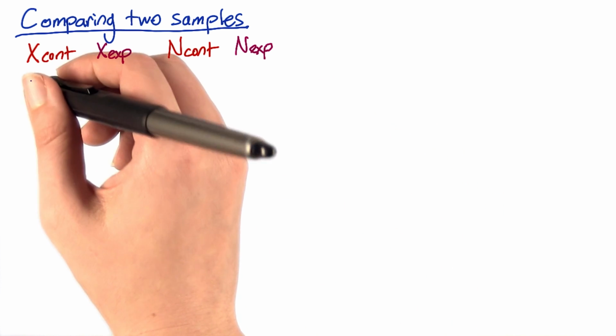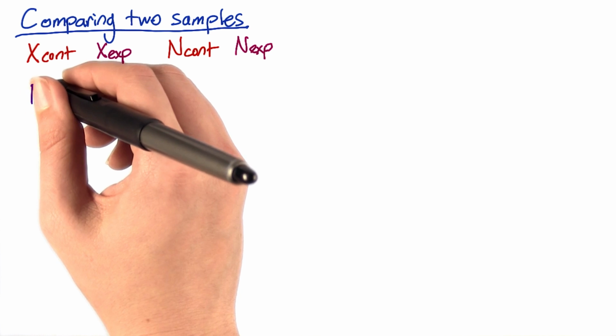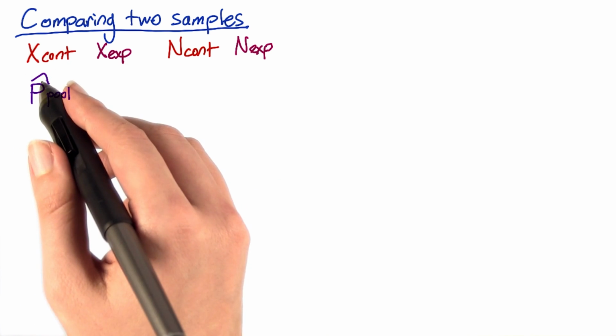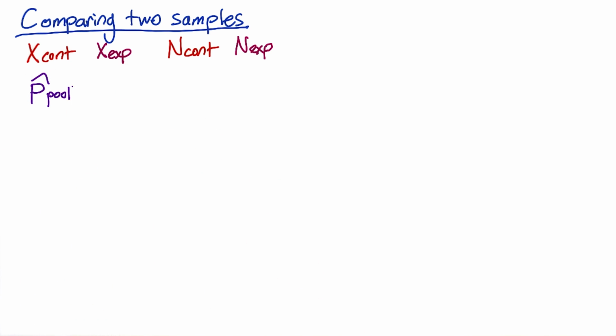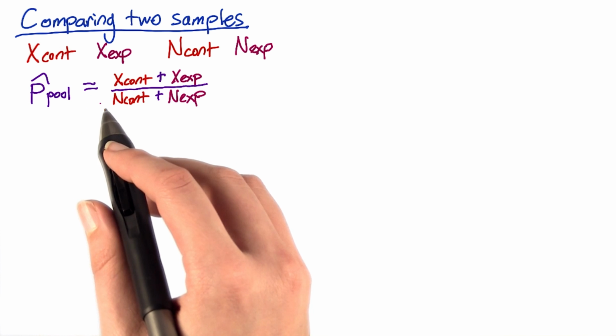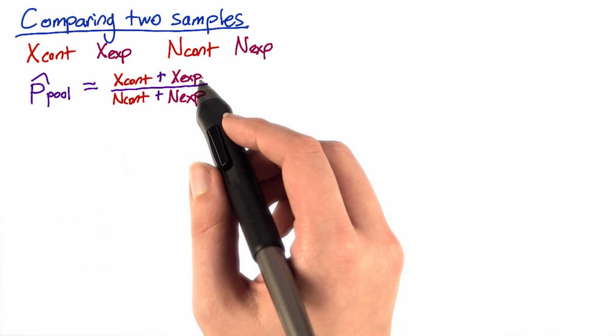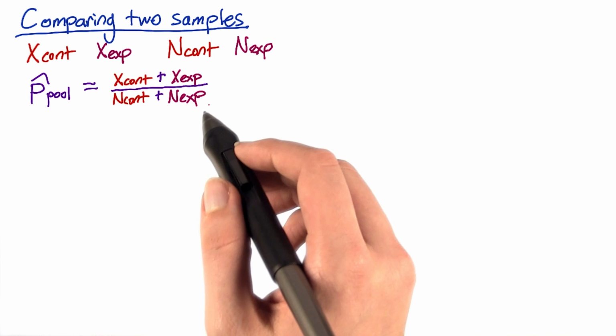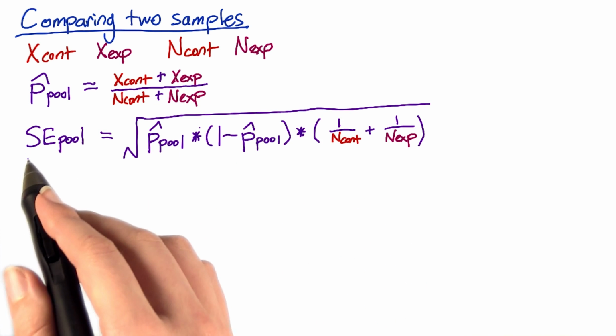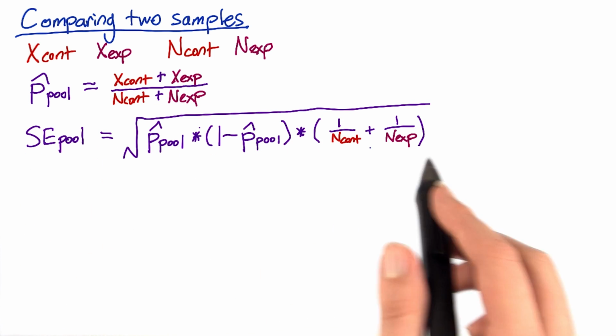Now the first thing we'll calculate will be what's called the pooled probability of a click. And I'm using a hat here because this is an estimated probability. And the pooled probability is the total probability of a click across groups. That is, the total number of users who clicked divided by the total number of users. Then we'll calculate the pooled standard error, which is given by this formula.